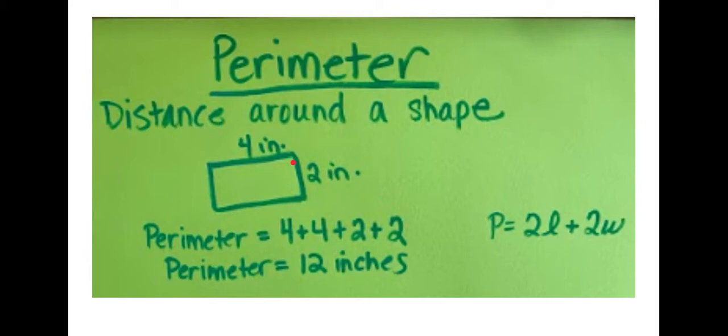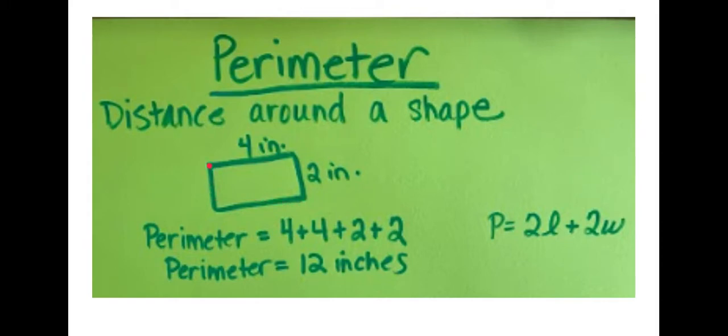So this rectangle right here, it has the dimensions of 4 and 2. So if I was trying to find the perimeter of this rectangle, I would add 4 plus 2 plus another 4 and another 2. So remember, we need the distance around the entire shape.